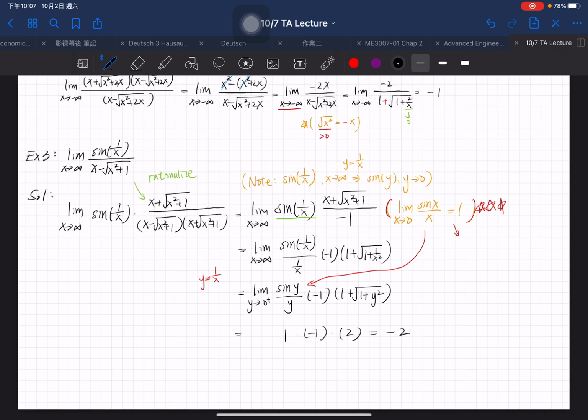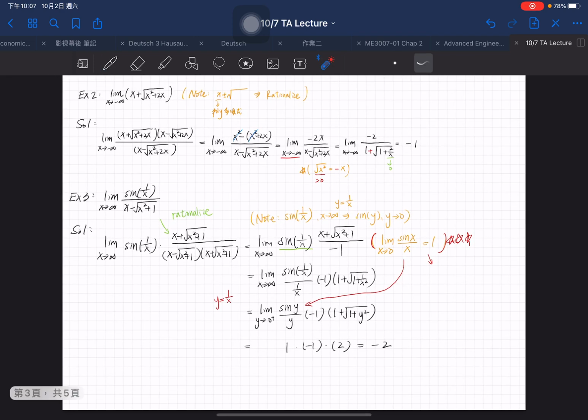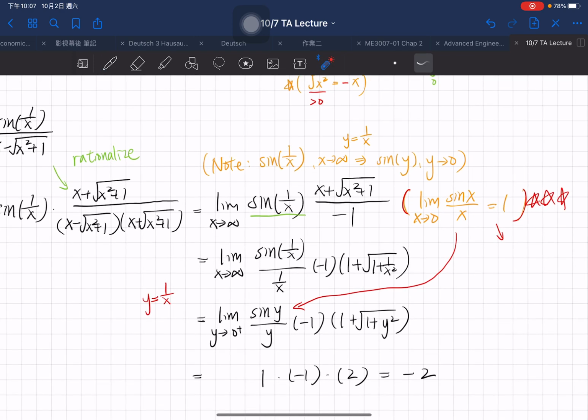Okay, so the point of this question is, the first one is to rationalize, which is the same as example 2. The other one is when you see sine of 1 over x and x goes to infinity, you should think of it this way: substitute x with y, where y equals 1 over x. And at the end, you use the very important limit, the limit of sine x over x when x approaches 0 equals 1. This is very important.